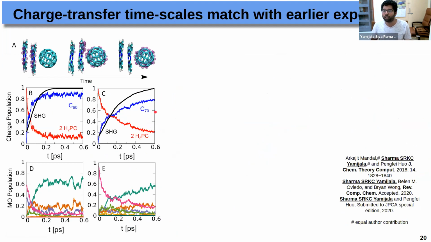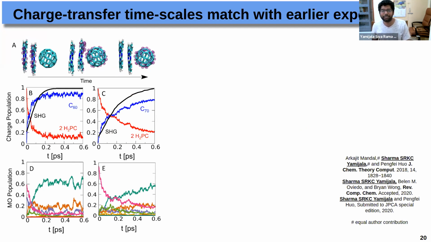So in order to further verify our implementation and the methodology, we have also studied both C60 and C70 molecules, where C60 is a better electron acceptor when compared to C70. And we accordingly have seen that C70 has a slower population rise. So the electrons are going very slowly to the C70 when compared to the C60. And here the experimental results are shown in the black curve, which are also in good agreement with our theory.